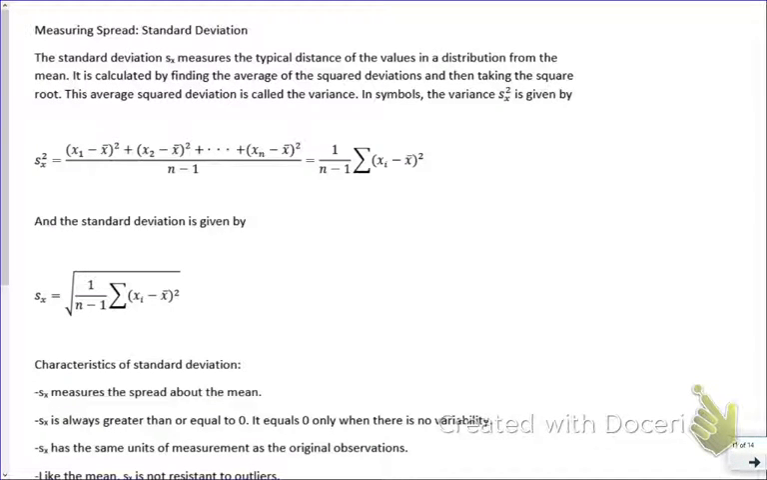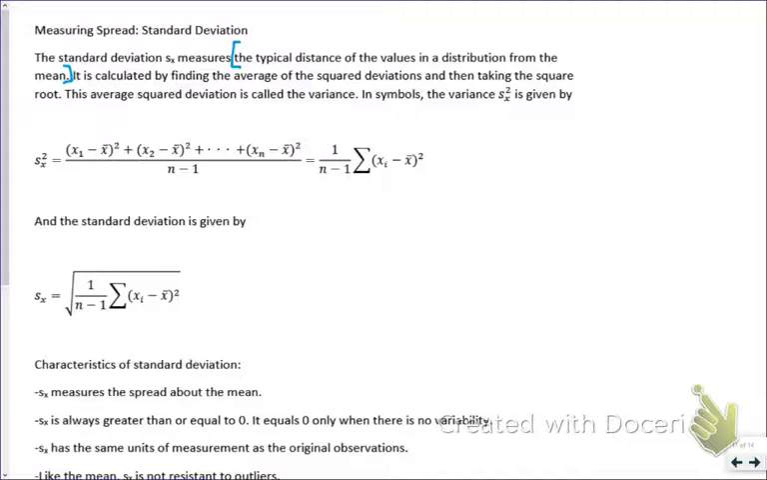Up top, that's the formula for variance. And the second one is the formula for standard deviation. So I believe the second one is the one that's on your formula chart. You might copy down that definition at the top, especially this phrase right here, which is crucial to interpreting the standard deviation.